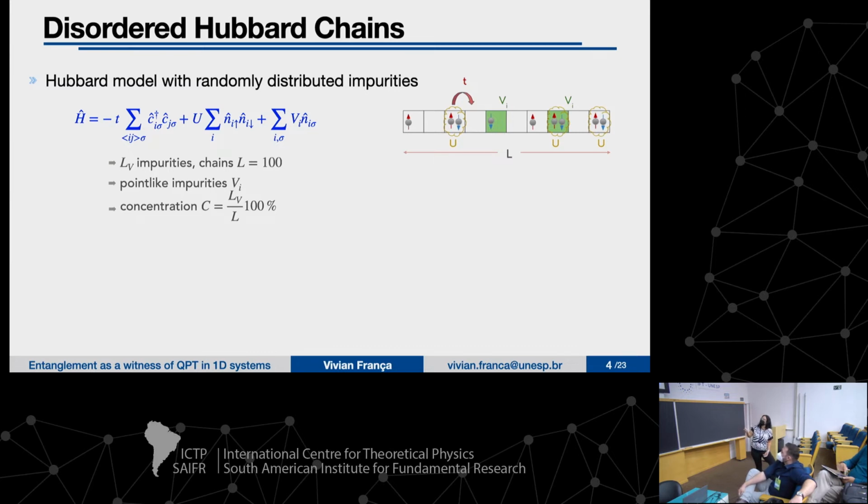What is random here is where these impurities are placed in your chain. So we put them there randomly. And of course, we have to perform several samples to cover the several possible distributions of a certain concentration of impurities along the chain.